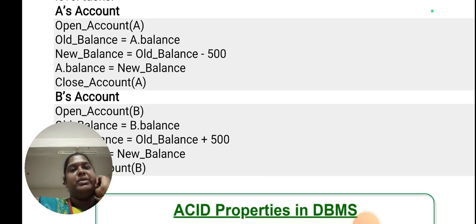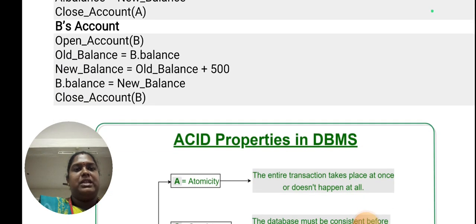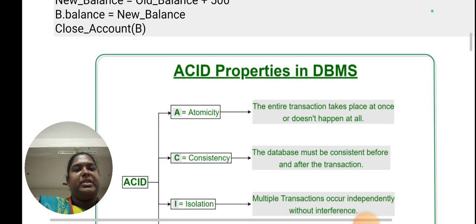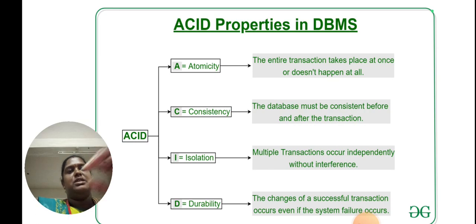They are opening A's account, then the old balance will be reduced by 500 and the new balance will be debited in A's account. Then B's account will have 500 added, so the new balance will be shown for B's account. We have ACID properties for DBMS: A for atomicity, C for consistency, I for isolation, D for durability.